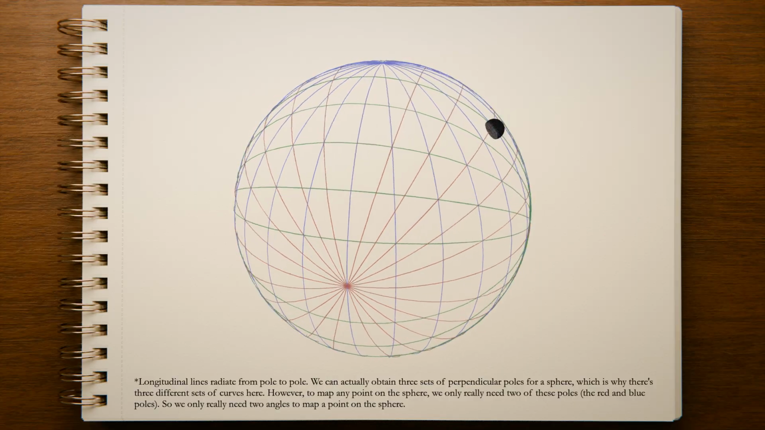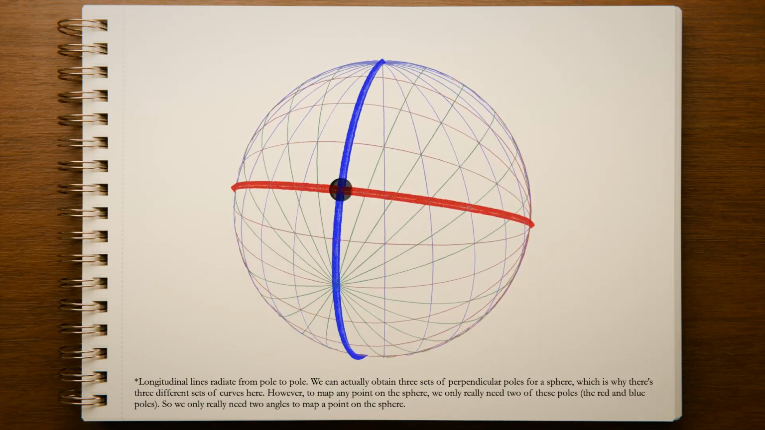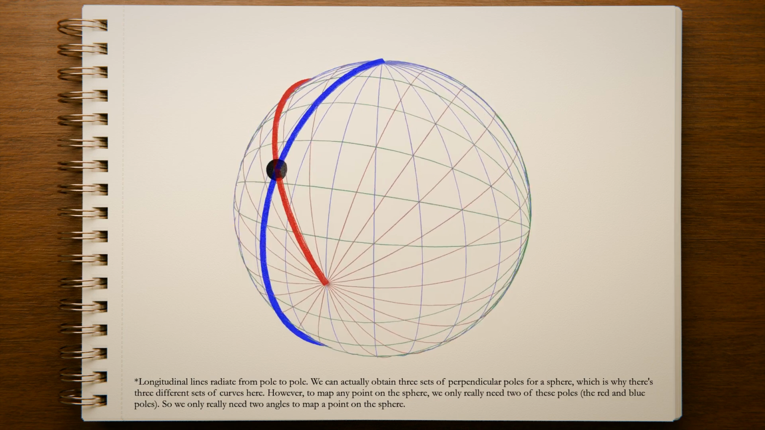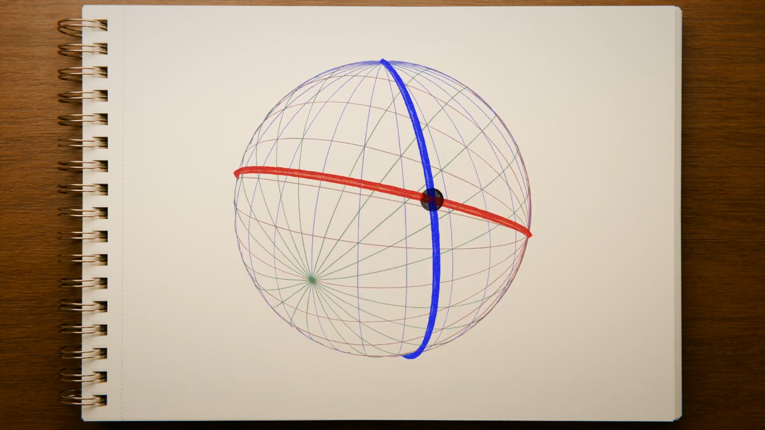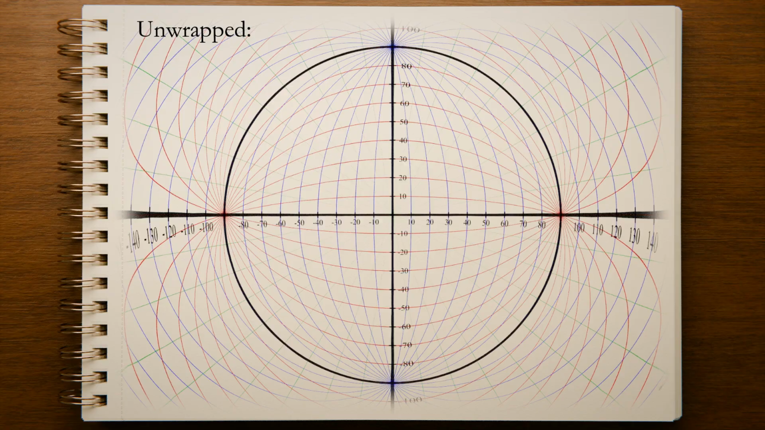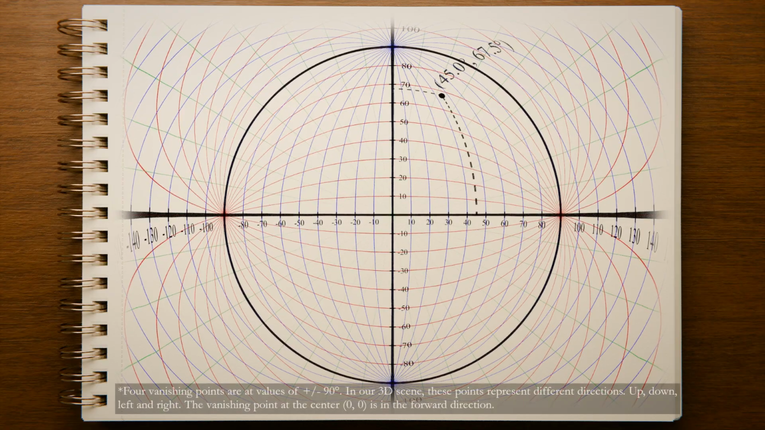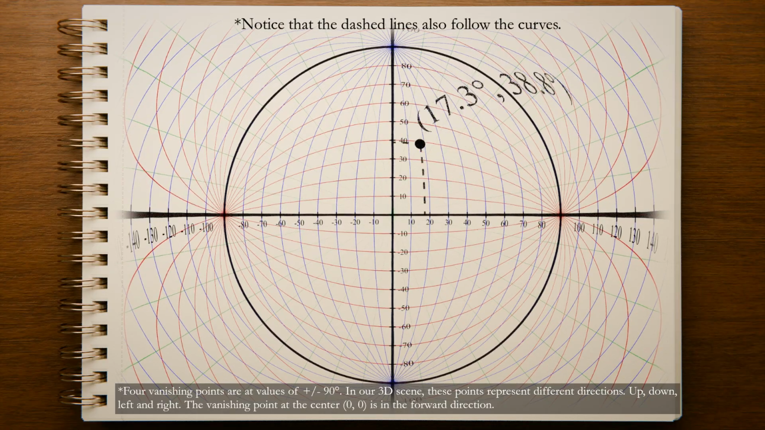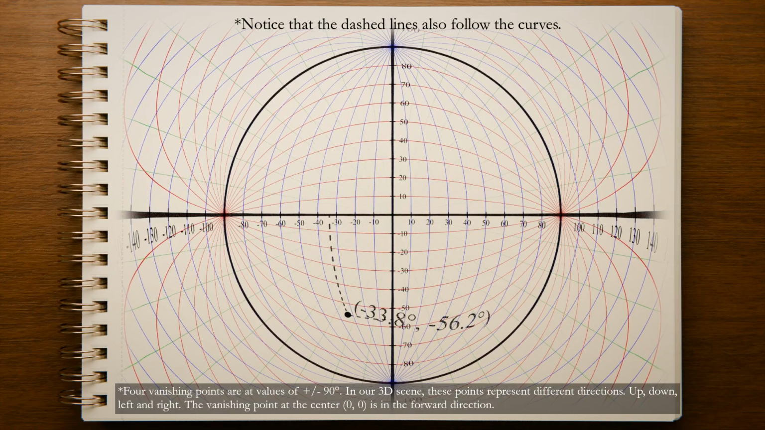In this coordinate system, each point is still represented by two angle values, but we're no longer using an angle of elevation. Everything's going to be based solely on the horizontal and vertical axis that you see here. For example, this point right here is 45, 67.5. And this point is negative 33.8, negative 56.2.